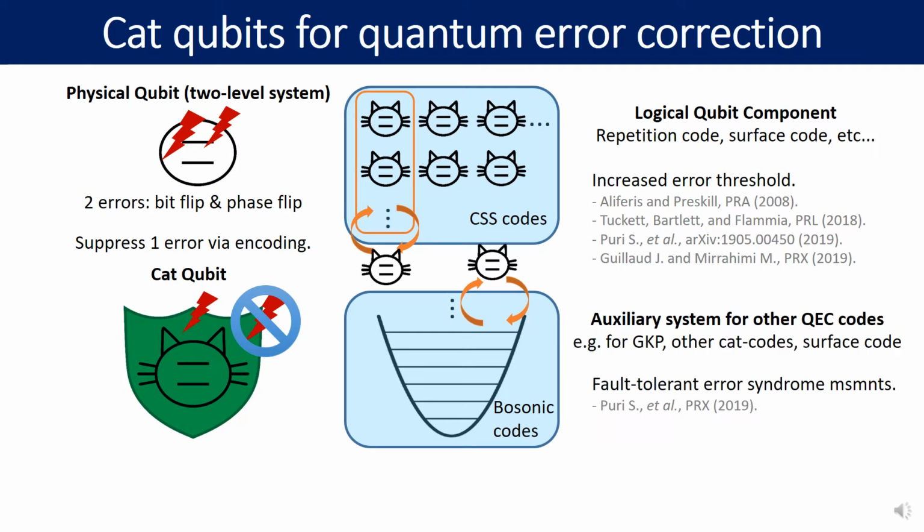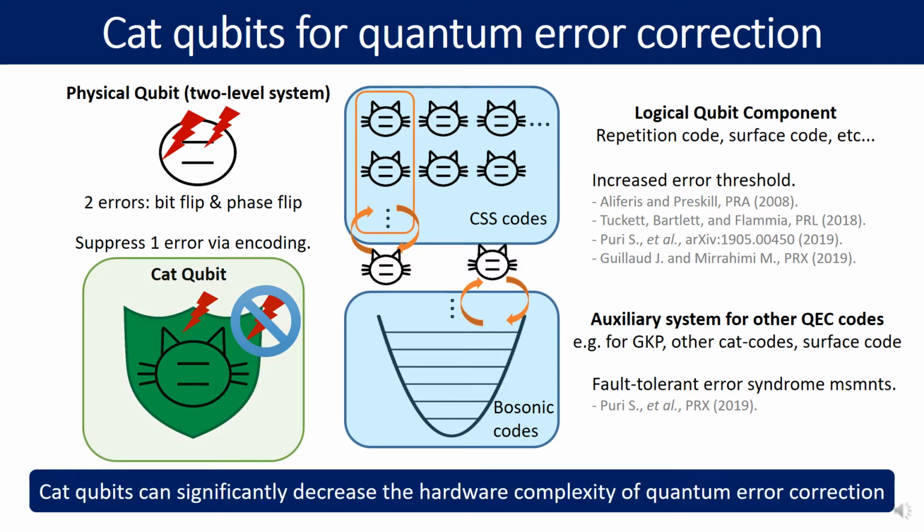Another use for these qubits is to use them as auxiliary systems for error detection in other quantum error correction codes, such as different bosonic codes, but also in the surface code. And it has been shown that this can lead to fault-tolerant error syndrome measurements, meaning that you don't have errors feeding forward into the logical qubits anymore. So these two things together show that these Cat qubits can significantly decrease the hardware complexity of quantum error correction.